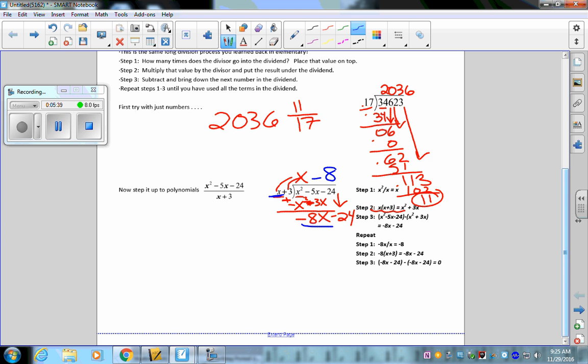Now I multiply. Negative 8 times x is negative 8x. Negative 8 times 3 is negative 24. Now we subtract. Negative 8x minus negative 8x cancels. Negative 24 minus negative 24 cancels. 0. Okay, now that tells me I don't have a remainder. That's not always going to be the case, and we'll look at what to do in our next one if there's a remainder. But what that also tells me is that what I divided by is actually a factor.